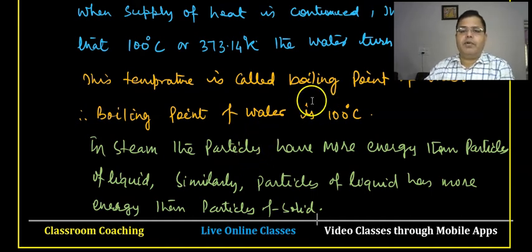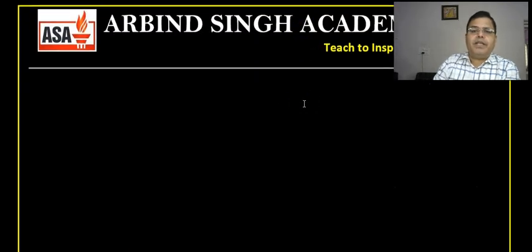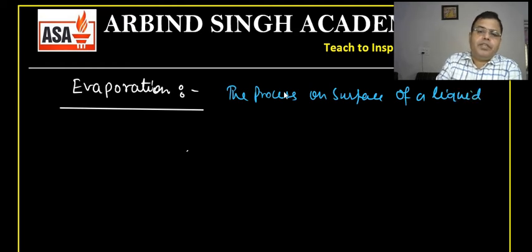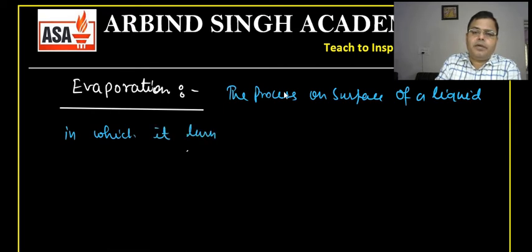Now we are going to learn about evaporation. Evaporation is the process on the surface of a liquid in which it turns into vapor below its boiling point.